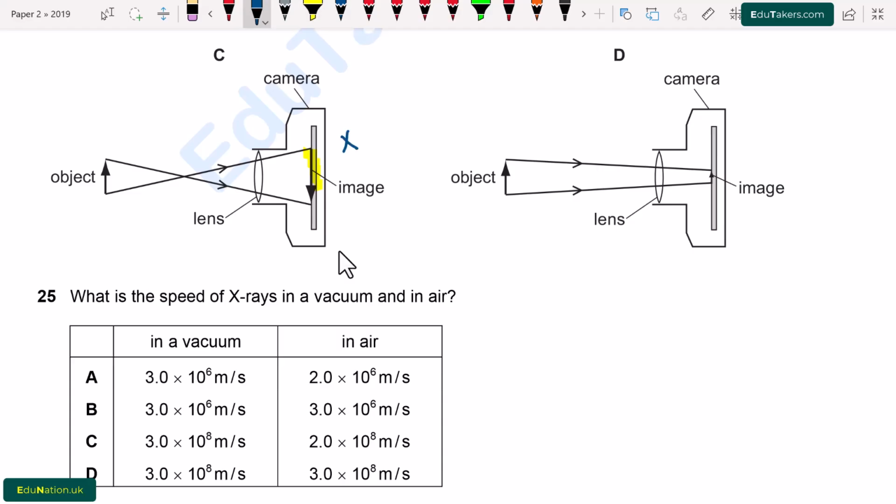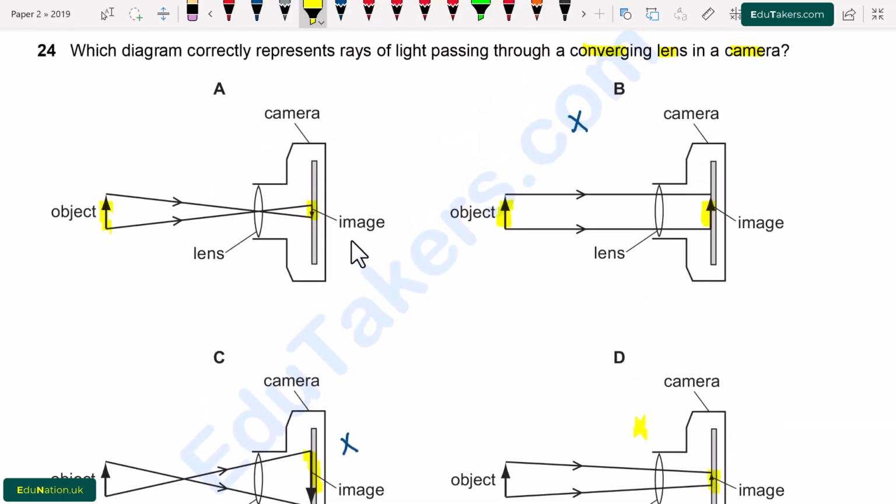D, the image is formed but the size of the image is smaller, and also the object and image both are of the same orientation. So this is also incorrect. The image formed by the camera is basically diminished and inverted. So only option A is correct.